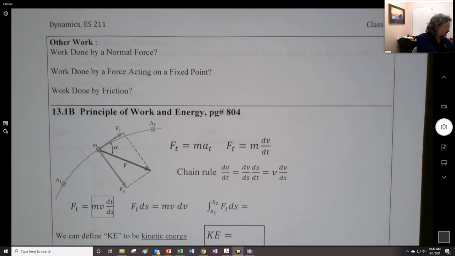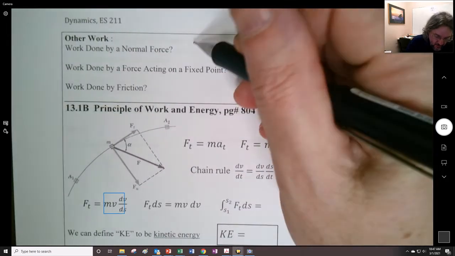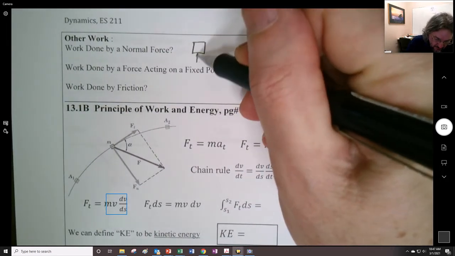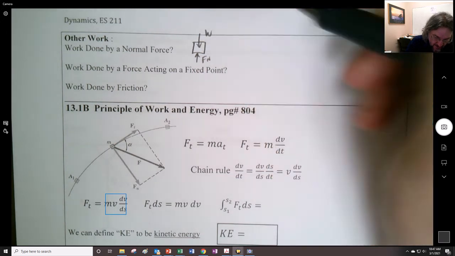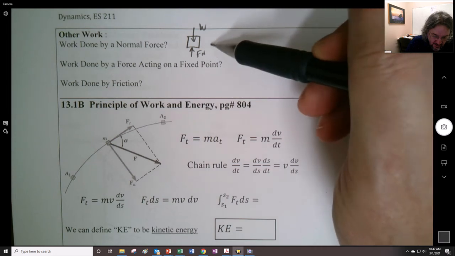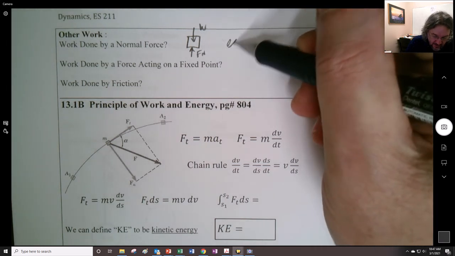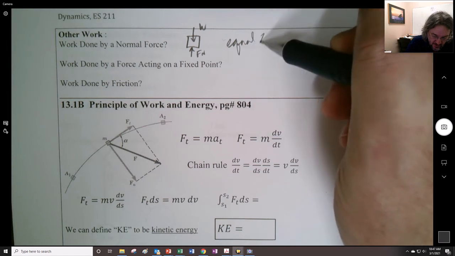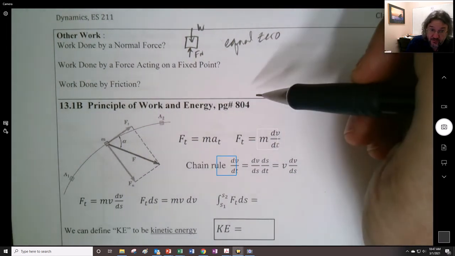Work done. Let's see. I'm going to try to wrap this up here shortly. All right. So other work that we might need to done. Work done by a normal force. Well, if we have this Fn that's taking place right there, and maybe a W right there for the weight onto the thing. If the thing doesn't move, it's going to be equal to 0. Well, all right, so if there's a normal force, which is typical here, normal force doesn't do anything.